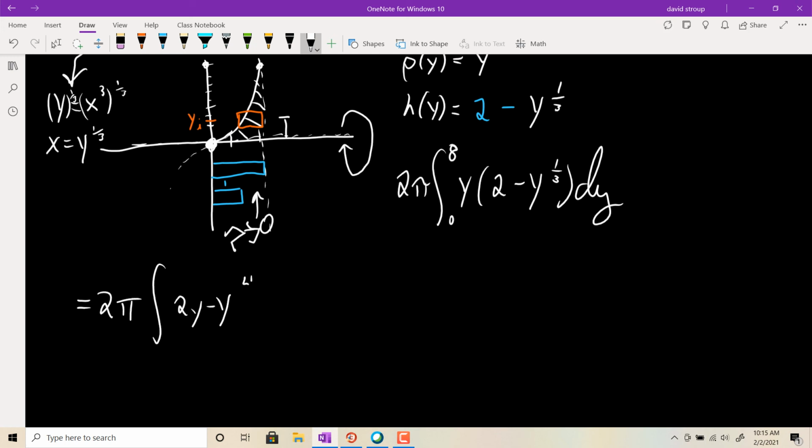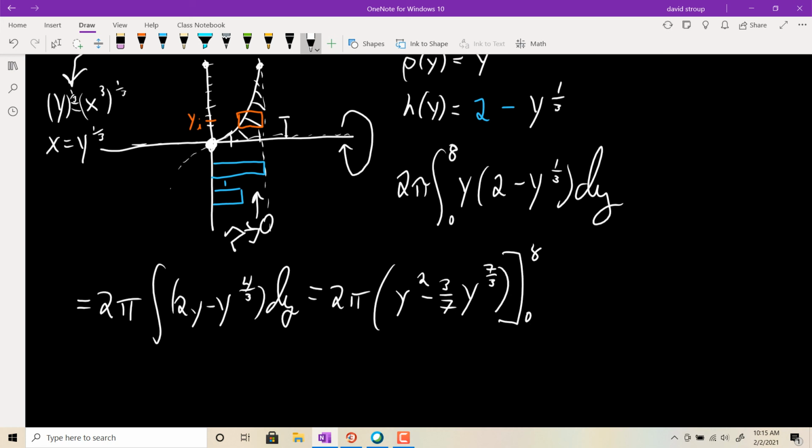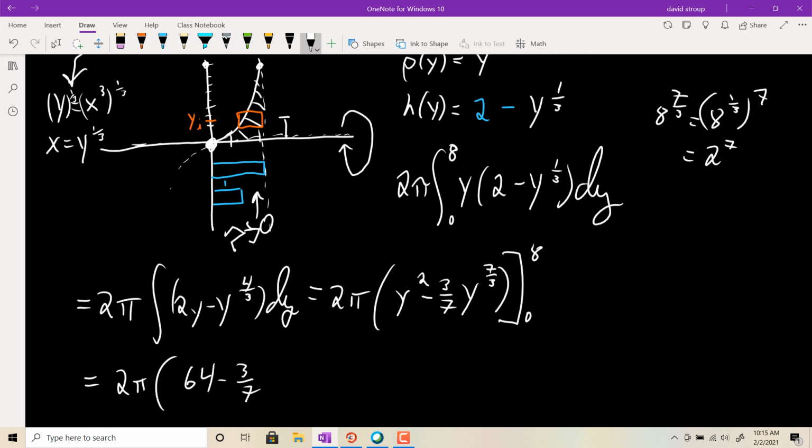Distribute. Integrate. And evaluate. So we get 64 minus 3/7 times 8 to the 7/3. What the heck is that? Well, that's 8 to the 1/3 raised to the 7th power. 8 to the 1/3 is 2, raised to the 7th, 64, 128. Okay, so times 128. And then minus, plug 0 into the antiderivative.